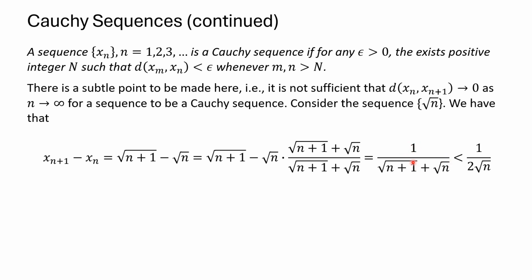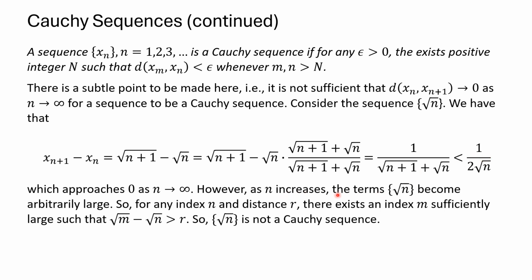And then notice on the bottom, the square root of n plus 1 is greater than the square root of n, so we can replace this by the square root of n. And that means this is less than 1 over 2 times the square root of n. But so this goes to 0. The distance between these two terms goes to 0 as n goes to infinity.